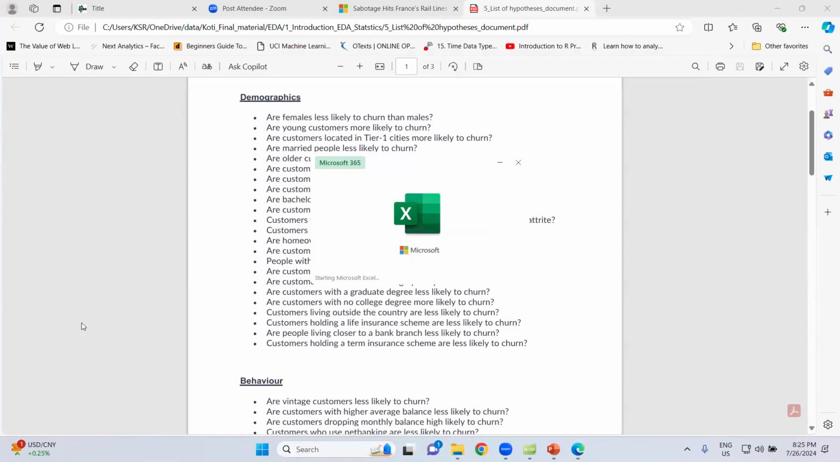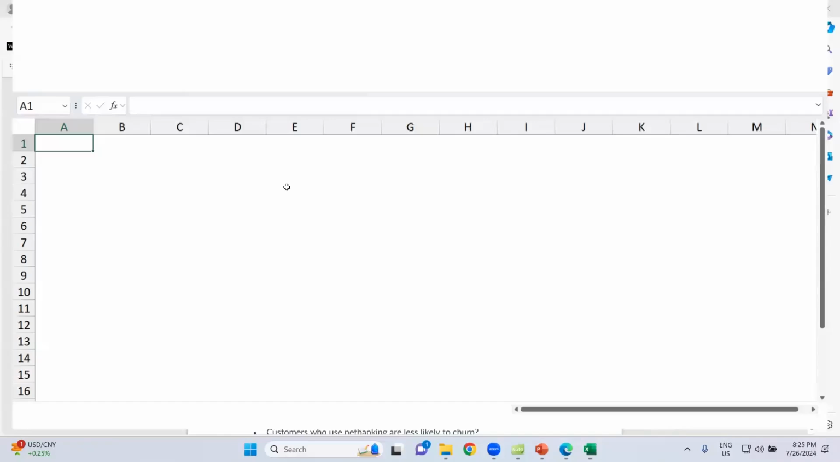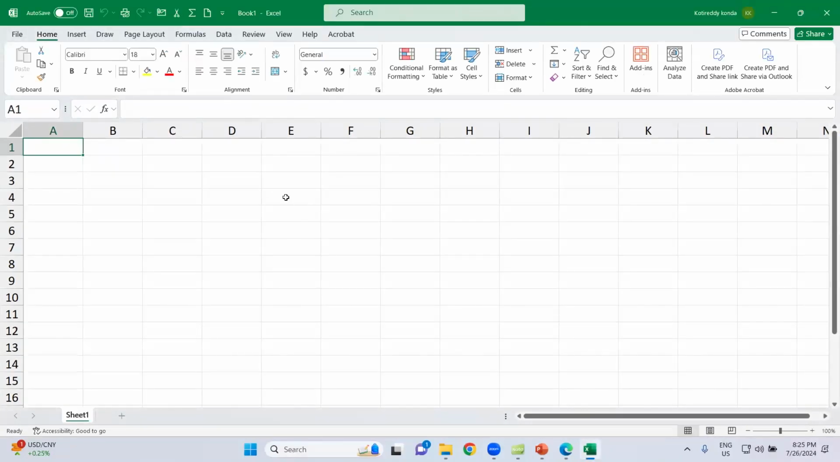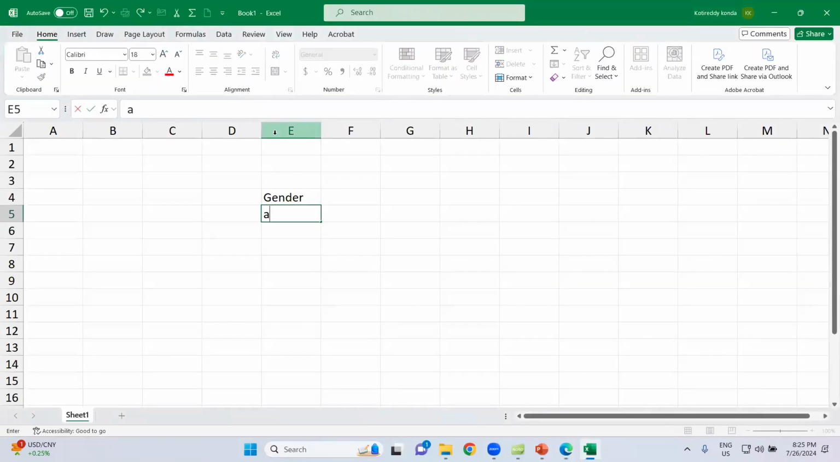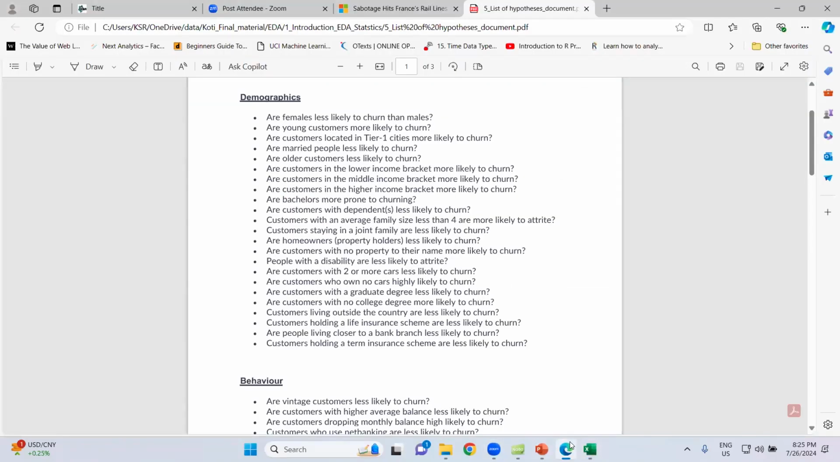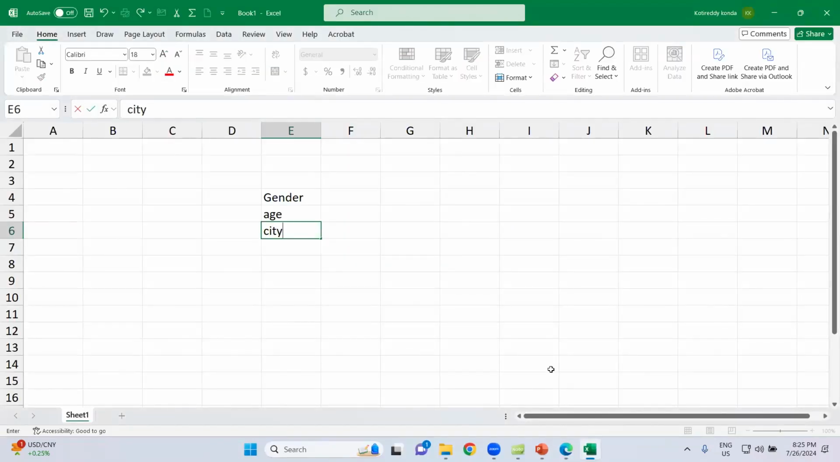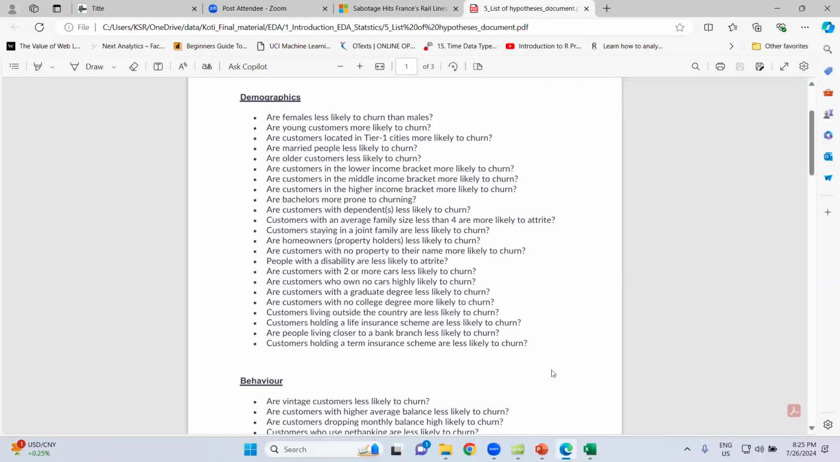Easy to understand. Just for a reference point, understanding point, I'm going in detail, but in real world, not required to do much. Which variable is it first? Gender. Next, as per the Excel sheet, are young customers more likely to churn? What about the young? Which variable? Age group. Next, are customers located in tier 1 cities more likely to churn? Which variable? City or location? Are married people less likely to churn? Marital status?